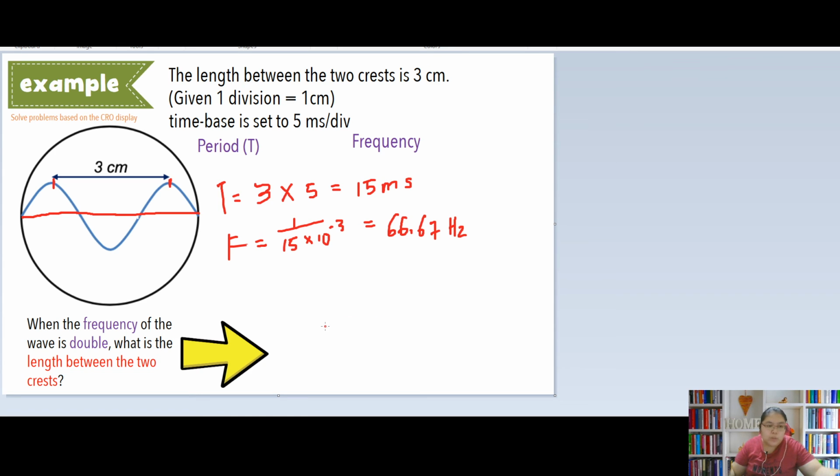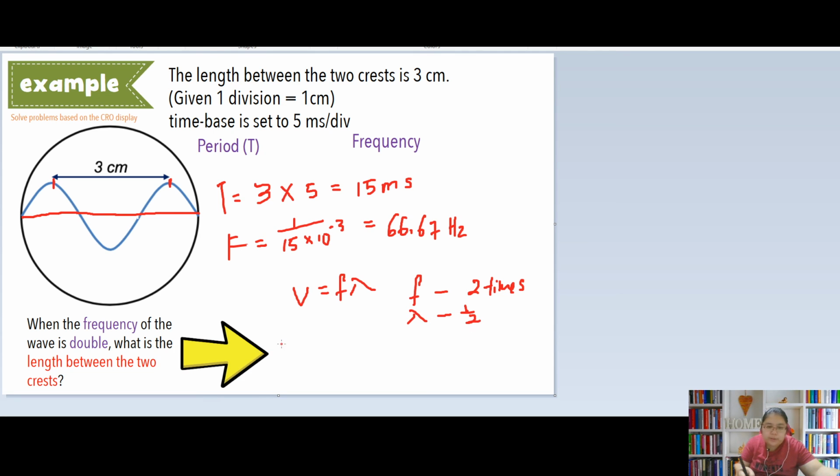The next one is when the frequency of the wave is doubled, what is the length between the two crests? We see the relationship first: V equals F lambda. If the frequency becomes double, what do you think happens to the lambda? The lambda becomes half. Agree or not? Because they are inversely proportional. So the frequency is 2 times. They ask about the length, so the length should be half. Lambda will become half.